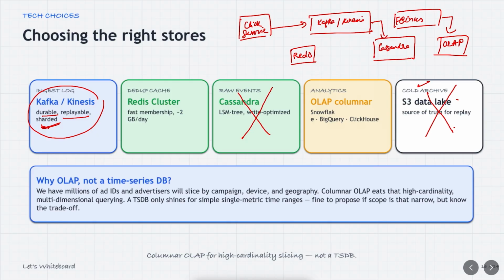There is a replication factor that we configure while setting up Kafka, and similarly for Kinesis. So it's a highly durable and sharded system. So we usually use it for streaming, for a queuing mechanism.